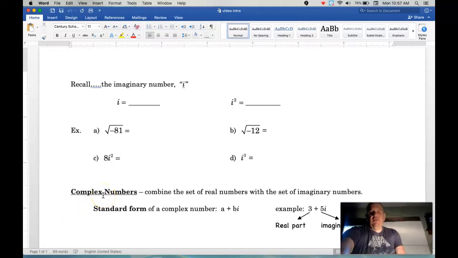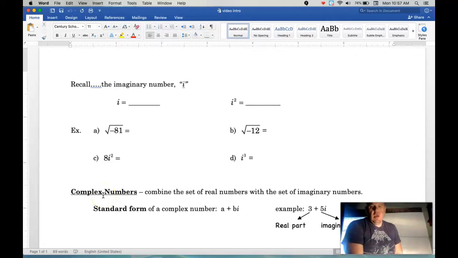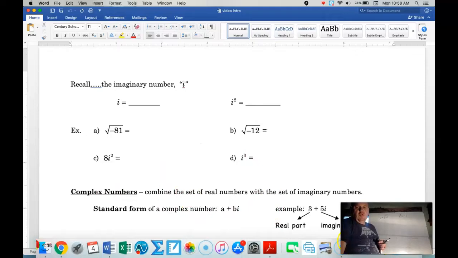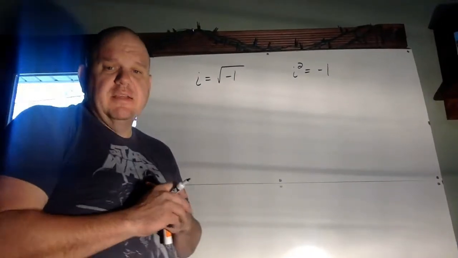Complex numbers deal with i's. So when you're dealing with an i, you have to remember that the big concept is that i is equal to the square root of -1. And that's our big major one. And then that would mean that i squared is equal to -1. Those two key concepts are going to be very much in play here in complex numbers.